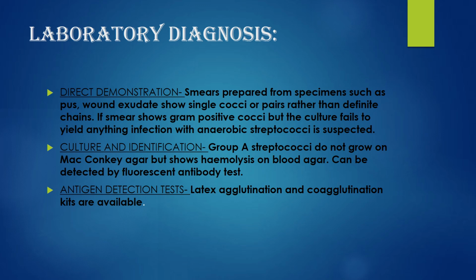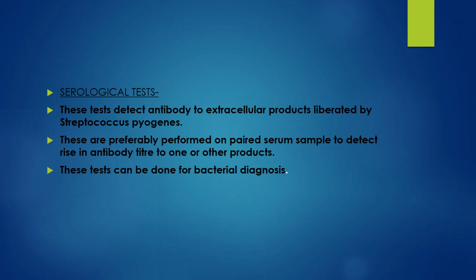In culture and identification, as we have already seen, the characteristic feature of group A streptococci is that they show beta hemolysis. Now, beta hemolysis is the formation of clear zones around the colonies. As a result, the organism can be depicted. Antigen detection tests can also be run, like latex agglutination and coagglutination kit. Last but not the least, serological tests can also be done for bacterial diagnosis.